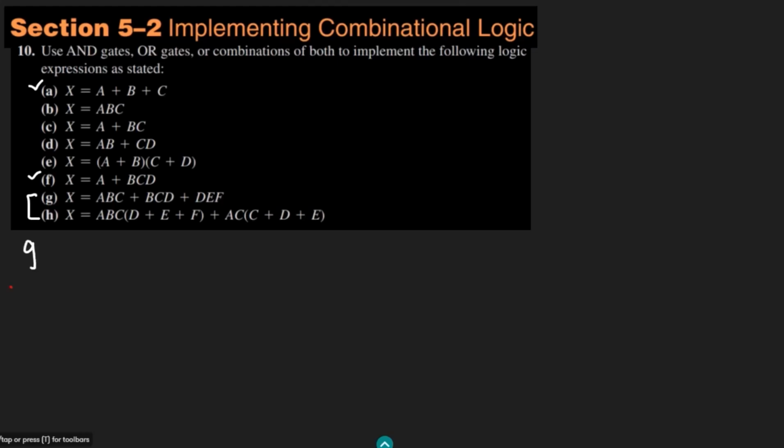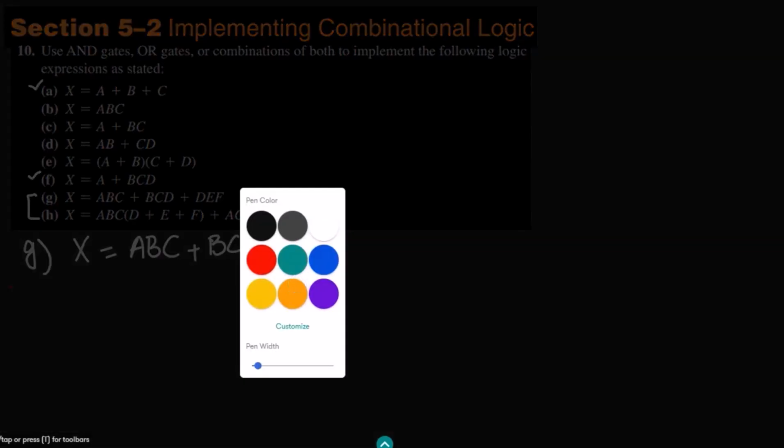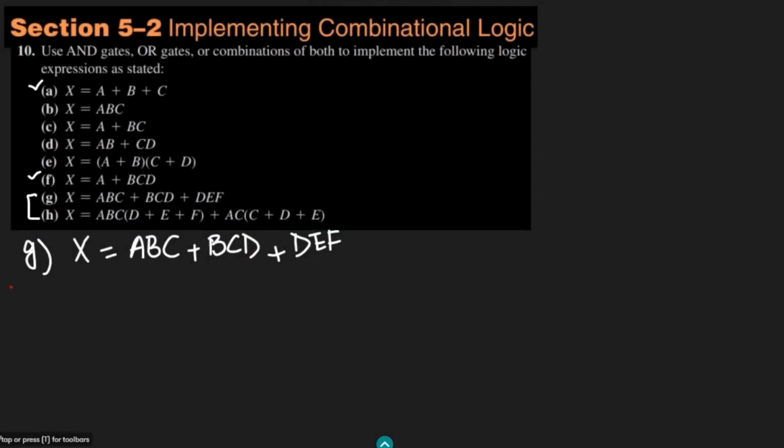Let me talk about this G part, and here we have X equal to ABC plus BCD plus DEF. Here again we are not restricting ourselves to two-input gates, but three-input gates are also possible. First of all, the step is to see how many inputs I have. All the variables, or the domain of it, are A, B, C, D, E and F. So these are 1, 2, 3, 4, 5, 6 inputs.